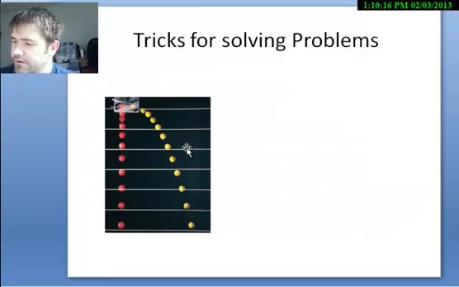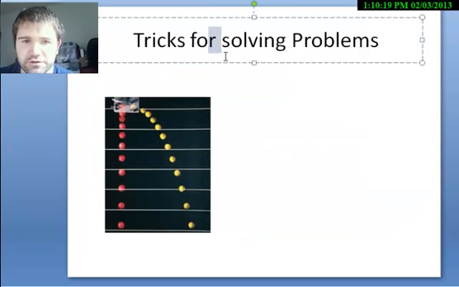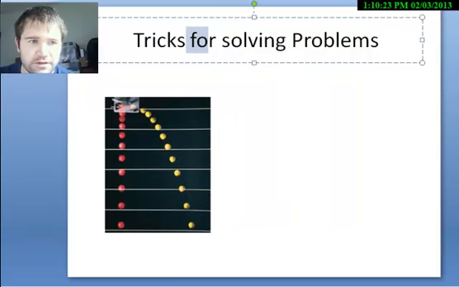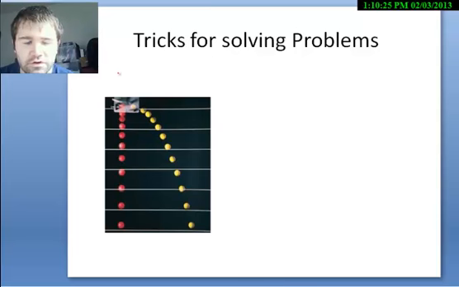So what are some tricks for solving projectile motion problems? The first and most important one is that horizontal motion and velocity is completely separate from vertical motion and velocity. They don't affect each other.